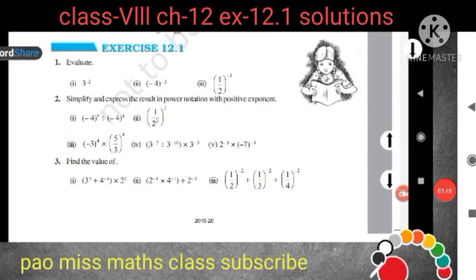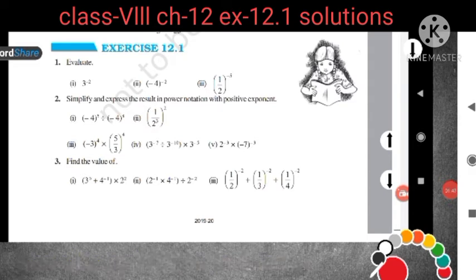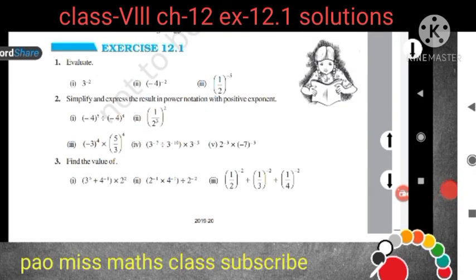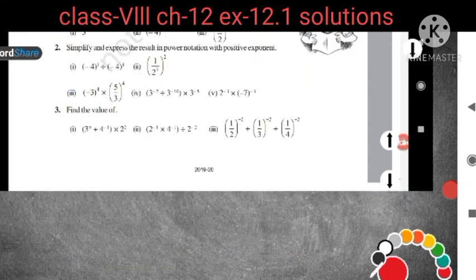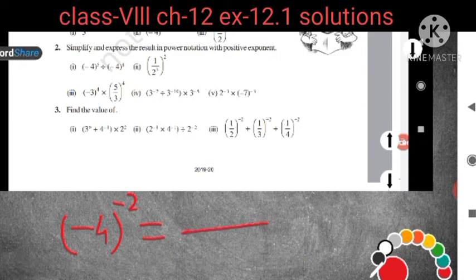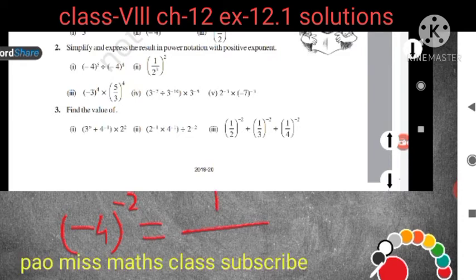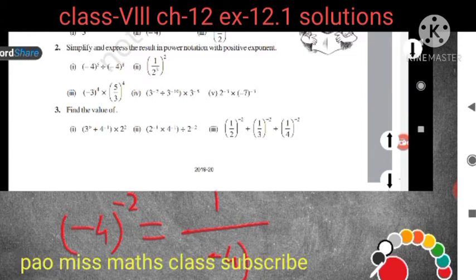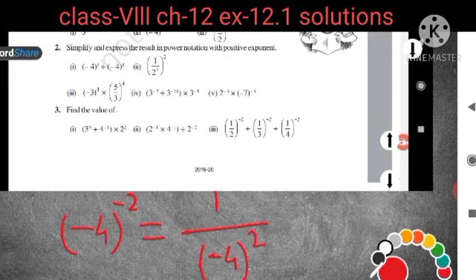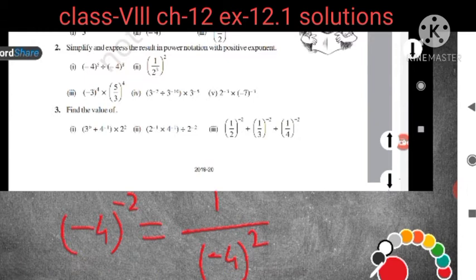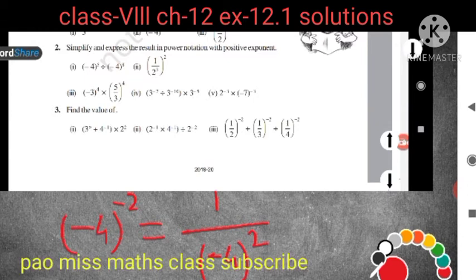Then next, question number 2 is given: minus 4 to the power minus 2, isn't it? Again, here also you can see the power is negative. So first we will make the power positive, and then it will become the inverse, meaning it will be in the denominator. So what you will write? Minus 4, this minus will remain the same. Only the power will become positive, but the base will be the same.